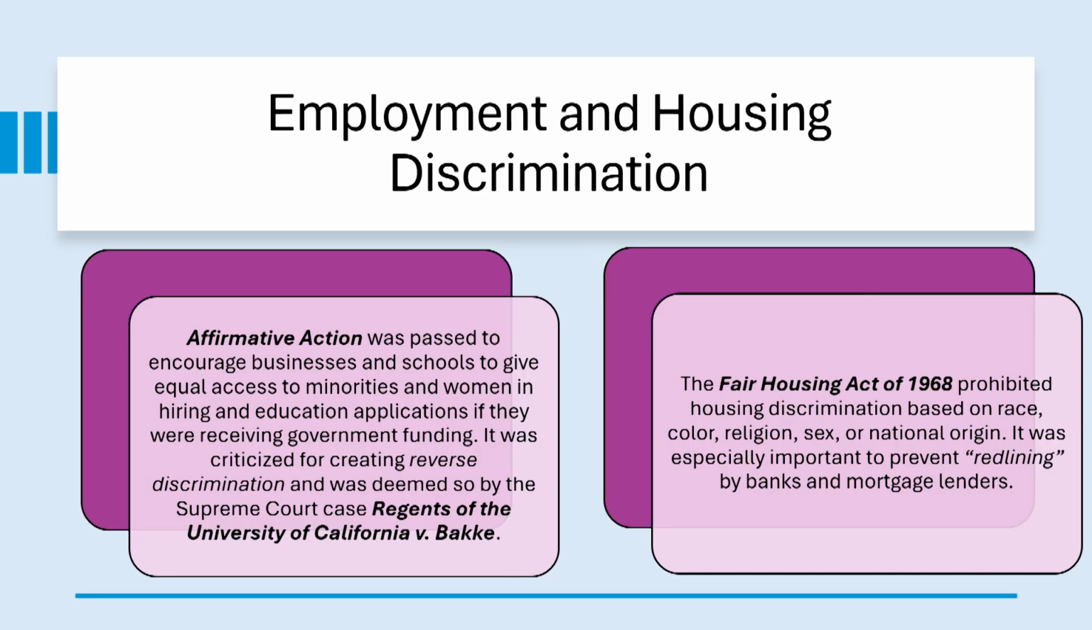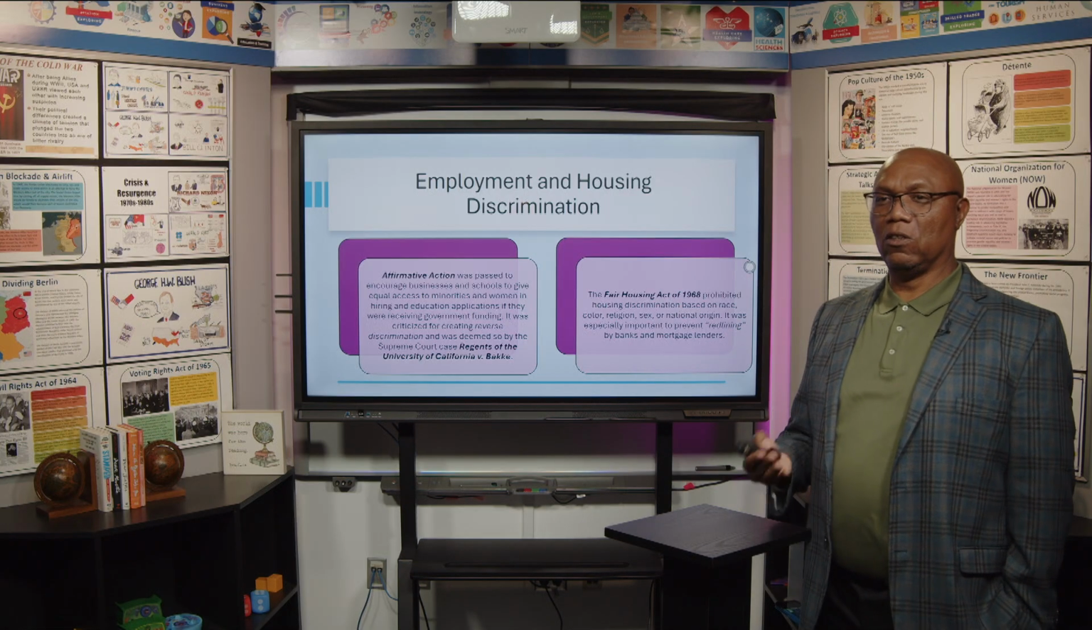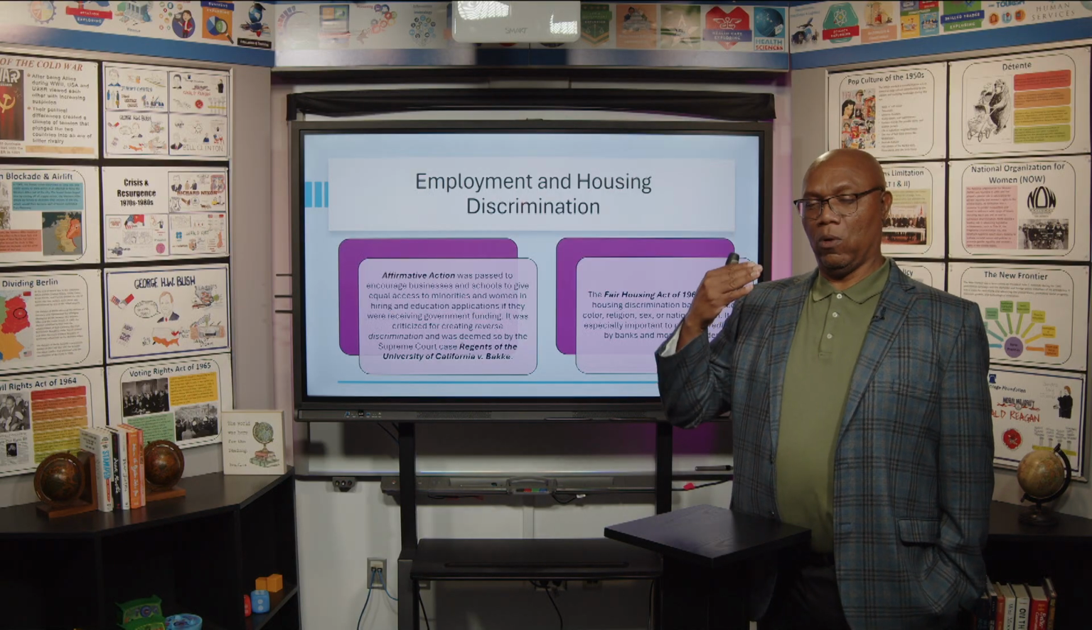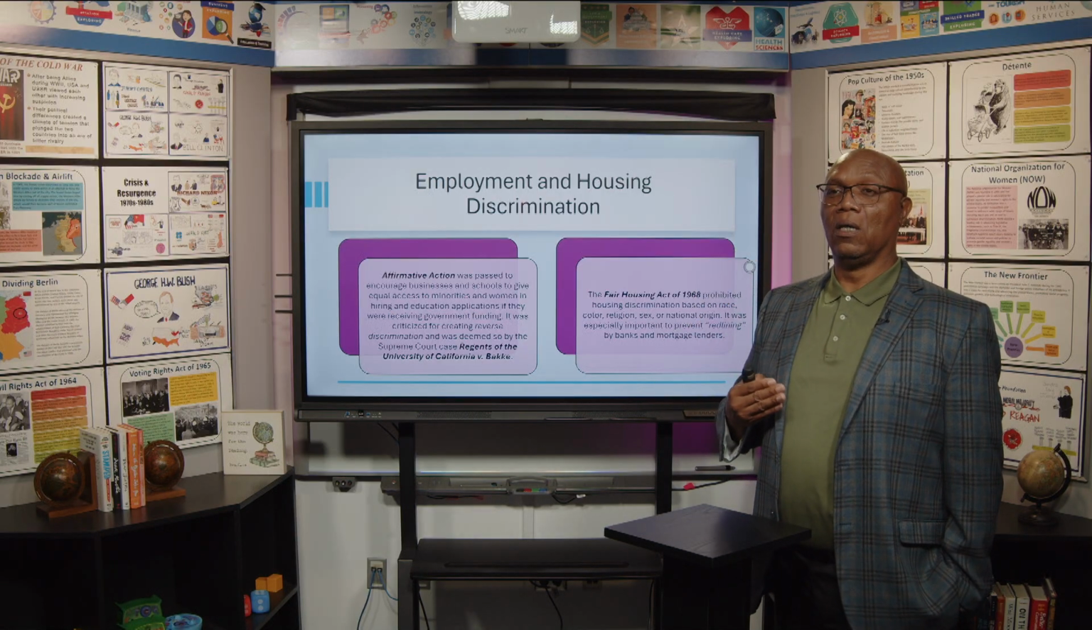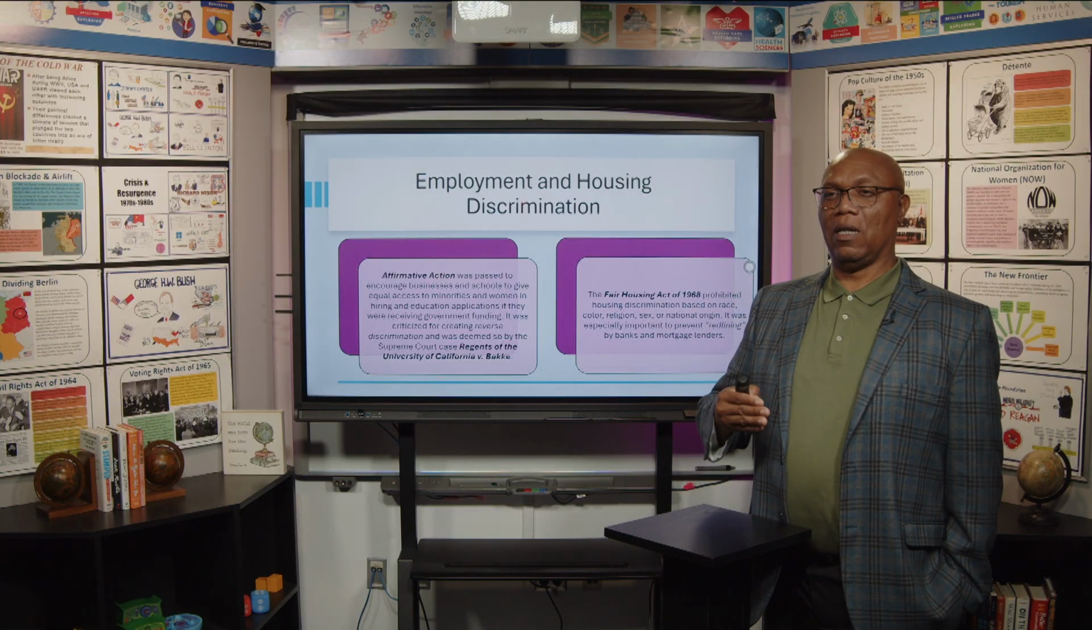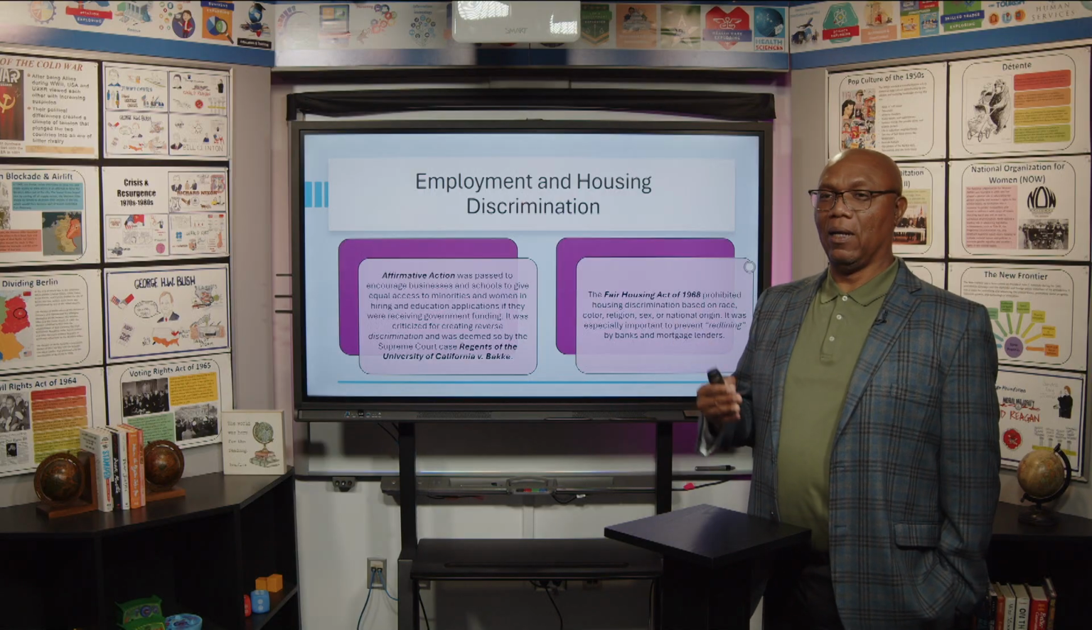Employment and housing discrimination. Affirmative action was passed to encourage businesses and schools to give equal access to minorities and women in hiring and education applications if they were receiving government funding. It was criticized for creating reverse discrimination and was deemed so by the Supreme Court in the case of Regents of the University of California v. Bakke. So what we discovered is that by creating affirmative action to end discrimination, we were doing just the opposite of what we were trying to do. By creating affirmative action, what we did was create discrimination, of course, against white Americans.